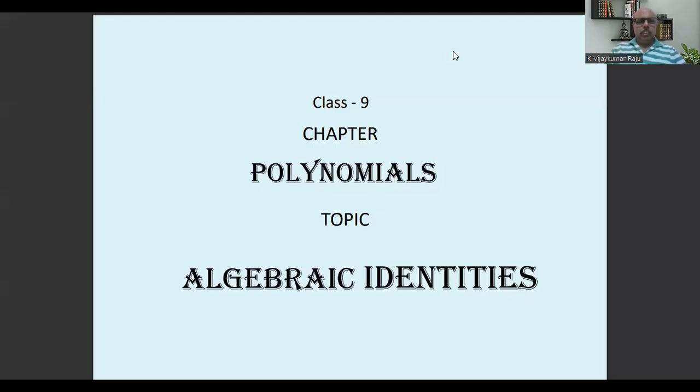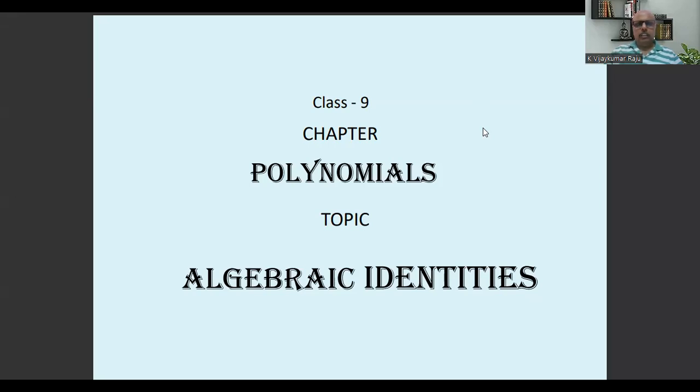In this chapter, that is polynomials for class 9, we will learn a few algebraic identities, the derivation of those identities, and also how to use those identities to expand expressions. So, expansion of identities is what we are going to learn in this polynomial chapter, that is, the algebraic identities.